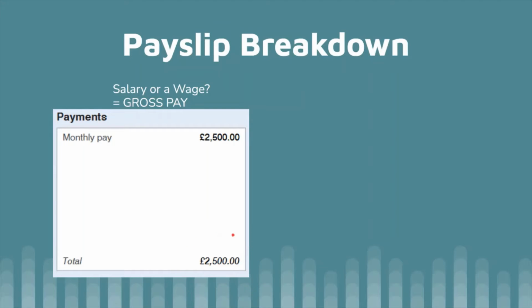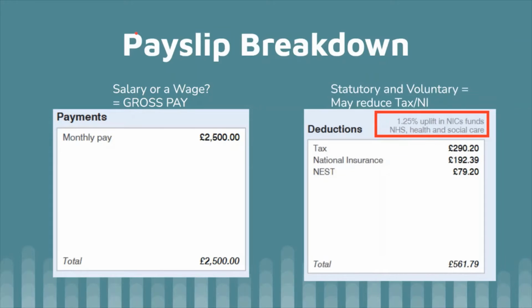So this one, it's quite simple. We're just using a salary of £30,000 a year, which comes out at £2,500. And opposing that, you would expect to see a deduction section. So you're going to have your mandatory, your statutory deductions, such as tax and NI. They have to be deducted by law under the pay-as-you-earn system. But you might have some voluntary deductions also.